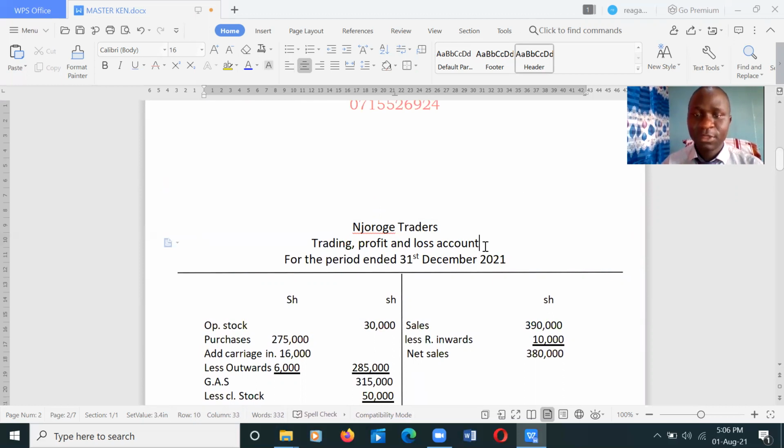And then you indicate the name of the account you're preparing, which is called trading profit and loss account. This is what you call a financial statement. Let me just indicate it for you: trading profit and loss account. Then for the period, you show which period that is. It says for the period ended 31st December 2021, or you can use the words for the period ending. It's still the same.